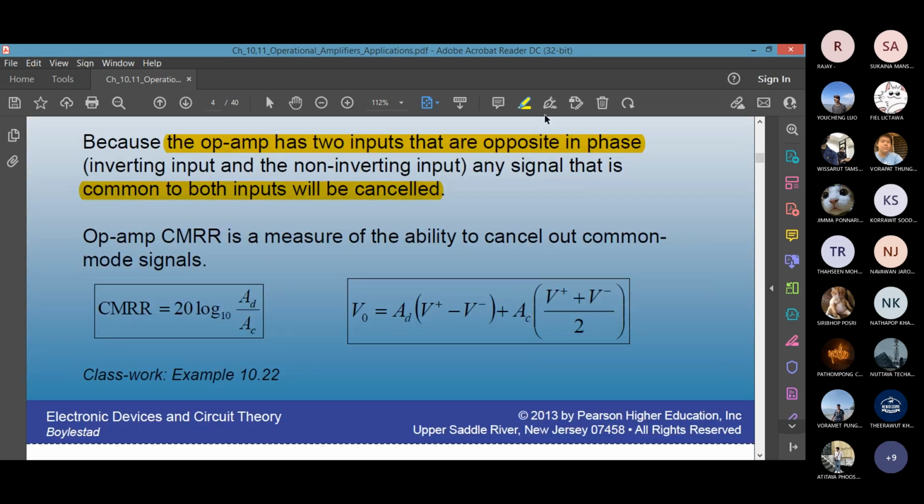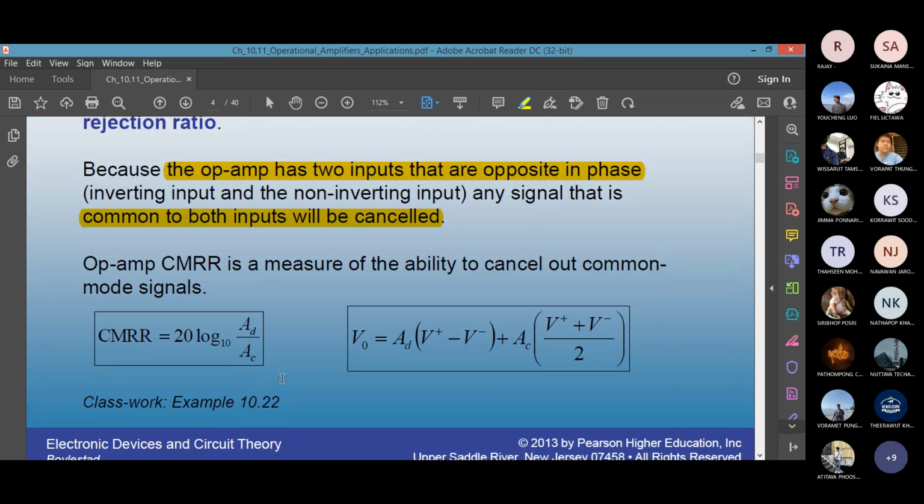Any questions? We're not going to do this example yet. We'll come back to it in a future session. Are there any questions about the CMRR?